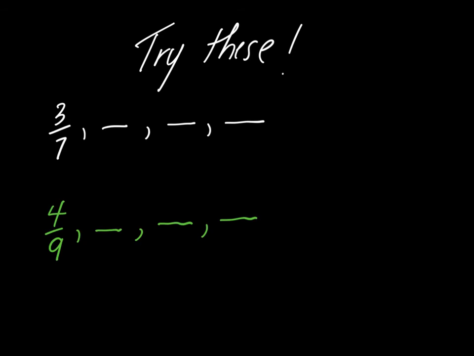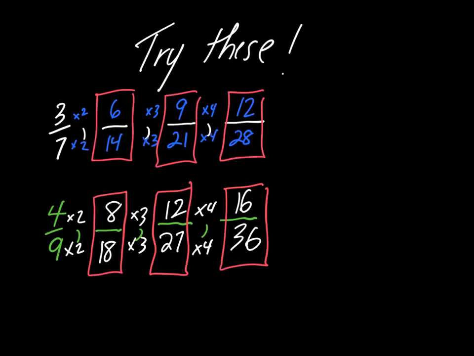All right, now I have two fractions here for you to try. So why don't you go ahead and hit pause and see what you come up with for 3/7ths and 4/9ths, and see if you can continue this pattern, and then hit play and see how your answers compare to mine. All right, let's take a look at what you came up with for 3/7ths.